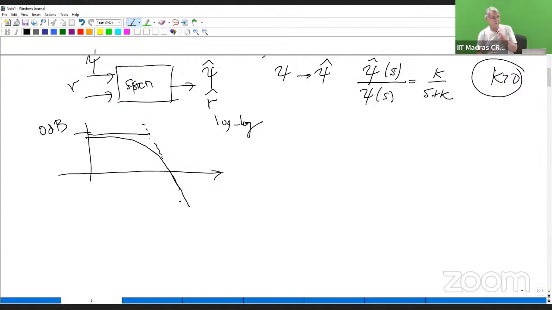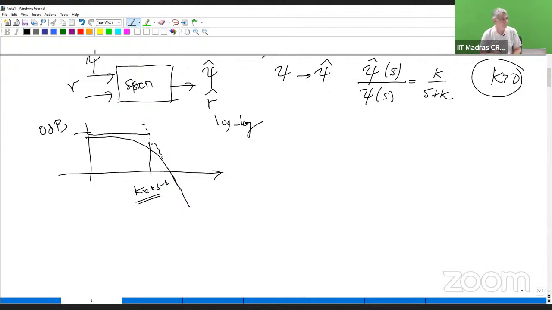What this tells you is very important: using this estimator, you are relying on the measurement of psi to get an estimate of psi hat at the low frequencies. And in fact, you can state up to what frequency this is valid. This is K, radians per second.